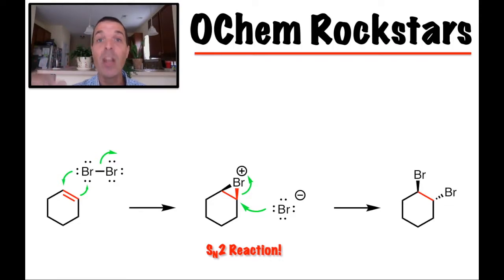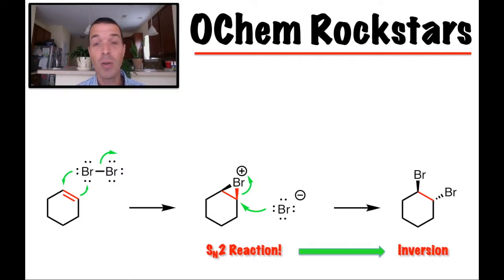We don't change that one. We only change the one that we attack. So that's why we're getting the trans stereochemistry on the bromide. And we can see here that that's just going to be an inversion at that stereochemical center, okay? Does that make sense? Am I making sense in terms of that?